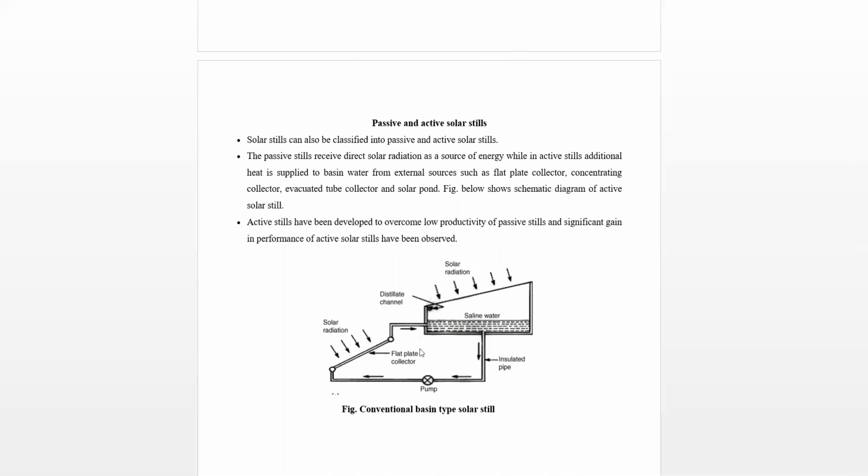So here you can see that the basin water is being circulated through the solar collector, and then it again goes to the basin. So here the basin water receives the direct radiation, as well as when this basin water circulates through the solar flat plate collector, it also picks up heat from here. So this is how the external heat is also supplied to the basin water.